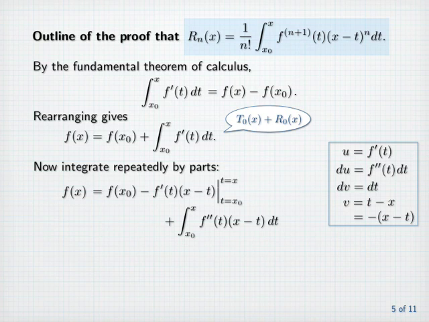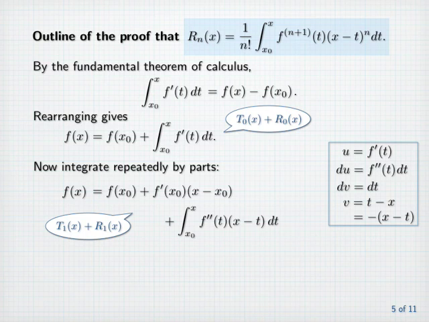Now let's perform the evaluation in the uv term. That term is equal to 0 when t equals x, and equals f prime of x0 times x minus x0 when t is x0. So that term becomes plus f prime of x0 times x minus x0. Now notice that the first two terms here on the right-hand side constitute the first Taylor polynomial t1 of x. Therefore, the third term is precisely the first remainder r1 of x. And notice that it has exactly the form claimed in the theorem when n equals 1.